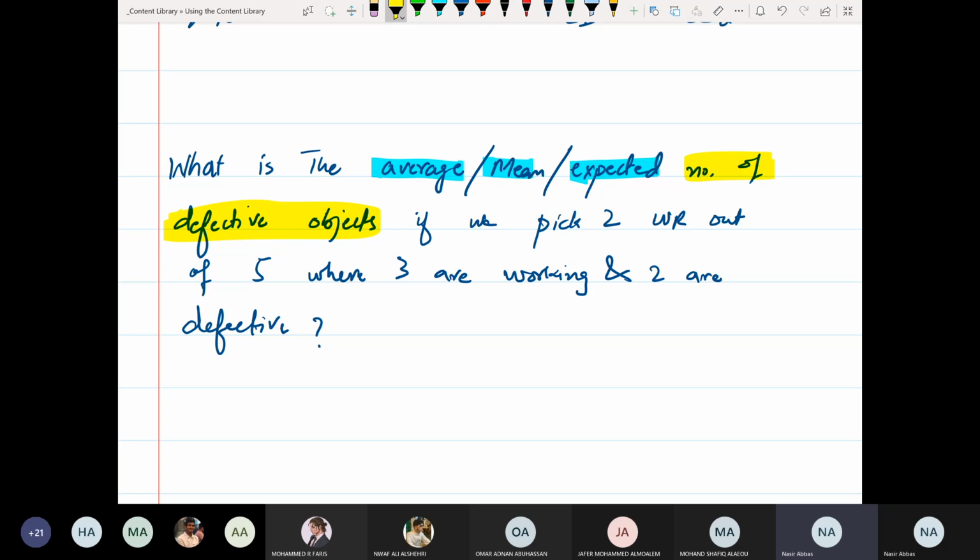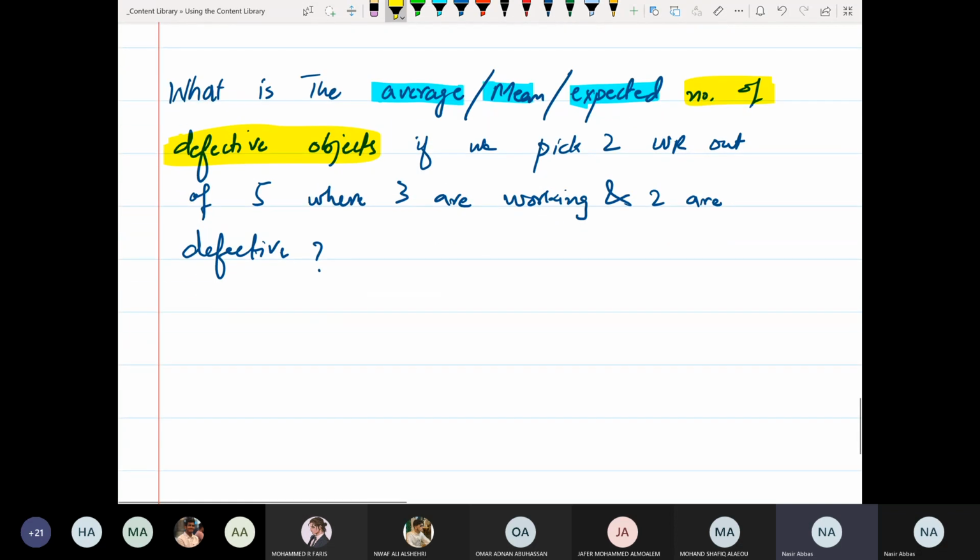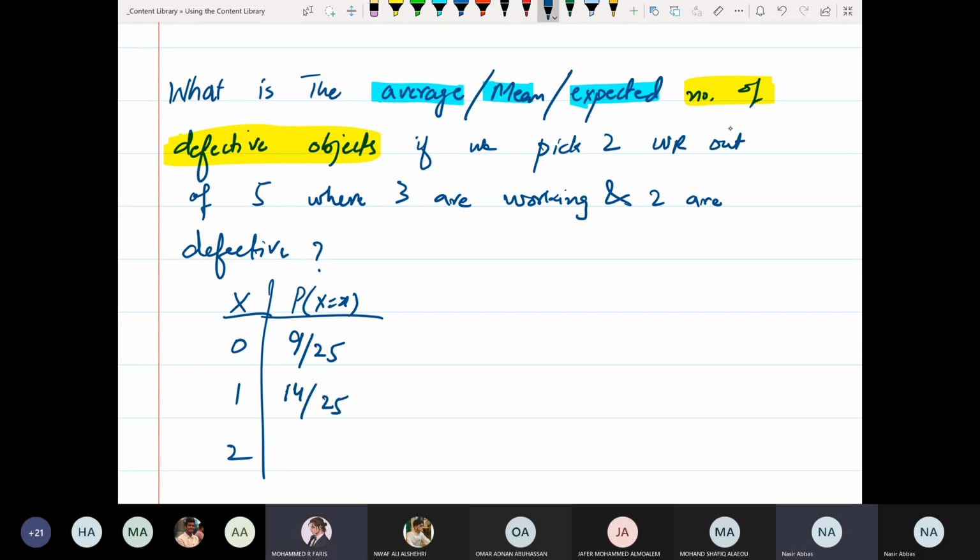If you pick 2 with replacement, the number of defectives has this probability distribution, which I wrote in terms of a table. It was 9/25. What was the other one? 14/25. 12/25. This was the probability distribution we had.